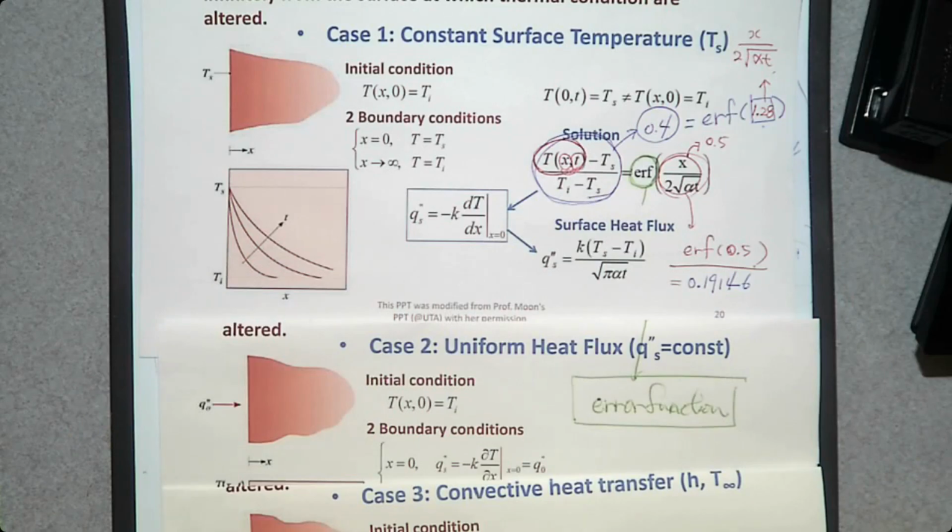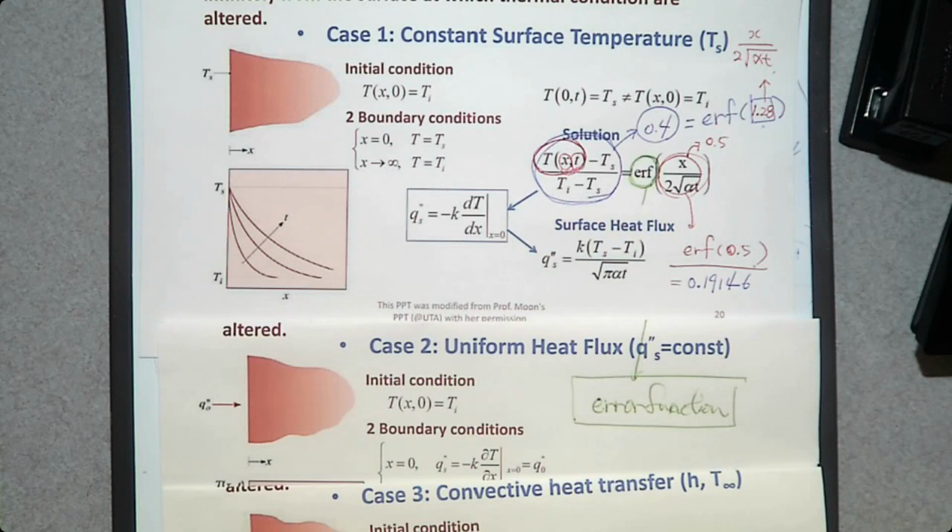Okay. So in the table, x is the input. And in the solution, the input is x over 2 times square root of alpha t. So the x here and the x in the table are the same. That is the distance from the surface. What we want to do is calculate the temperature of a semi-infinite solid. It can be at the surface, or away from the surface, maybe 1 meter. Then x is going to be 1 meter.